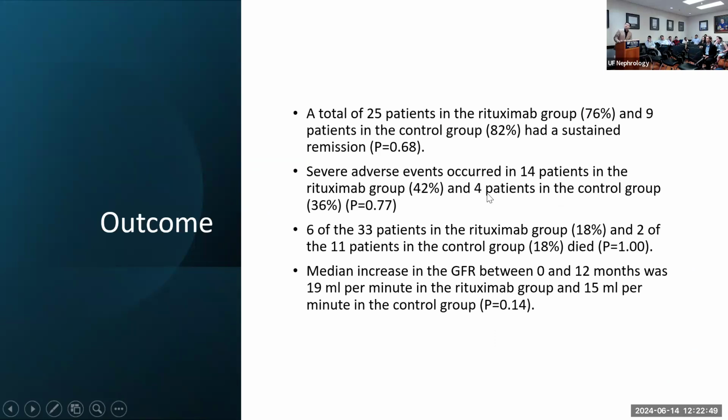About 76% in the rituximab group and 82% in the cyclophosphamide group sustained remission, but there's no significant difference. Severe adverse effects occurred in 42% in the rituximab group and 36% in the cyclophosphamide group. Again, no significant difference. And 6 patients in the rituximab group and 11 patients in the control group died, so it's the same, still. And then the median increase in GFR is also no different.